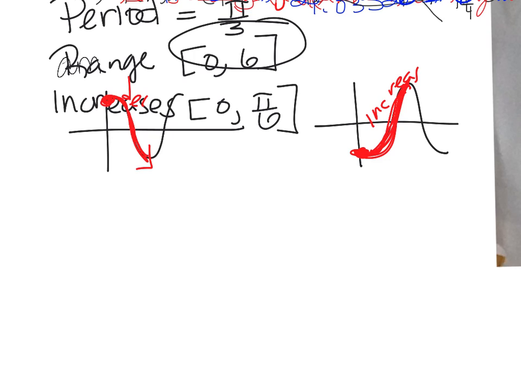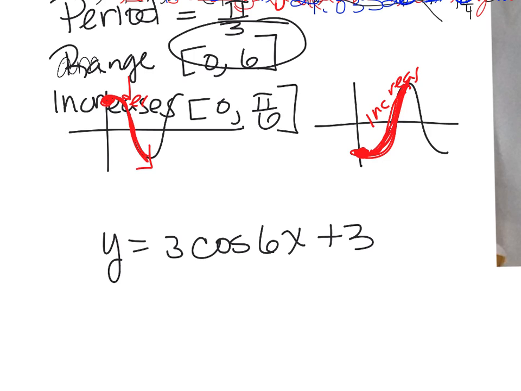So it'll be y equals negative 3 cosine. My b was 6, so it'll be 6x. And my midline was 3. So it's y equals negative 3 cosine 6x plus 3.